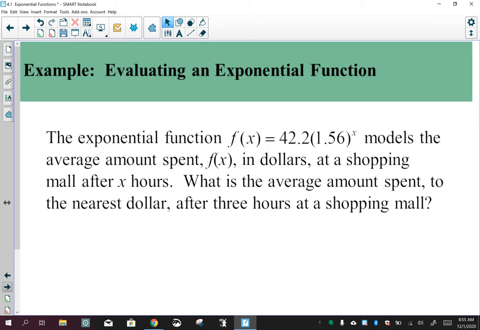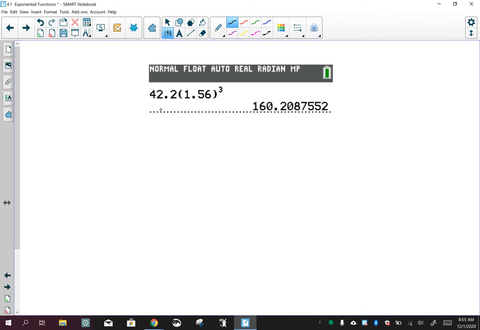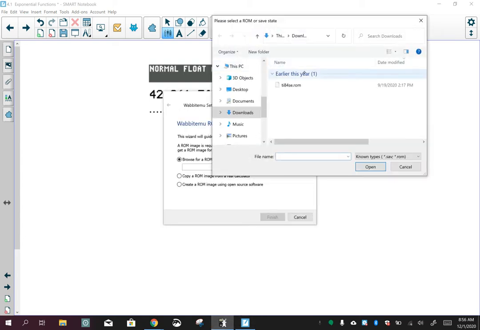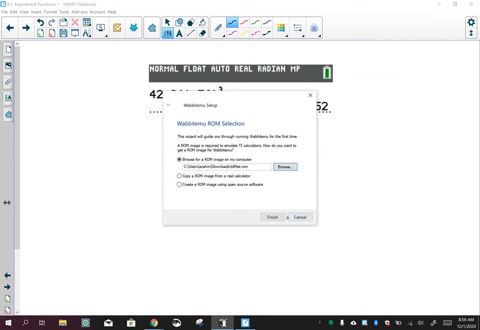So evaluating. They're going to give you a problem that looks like this, and basically they're going to want something from you. So in this case, they want to know what the average amount spent is, to the nearest dollar, after 3 hours. So it's literally a plug and chug here. You're going to put this in your handy dandy calculator, and then you're going to get an answer. So when you put it into your calculator, you're going to wind up with this as an answer.